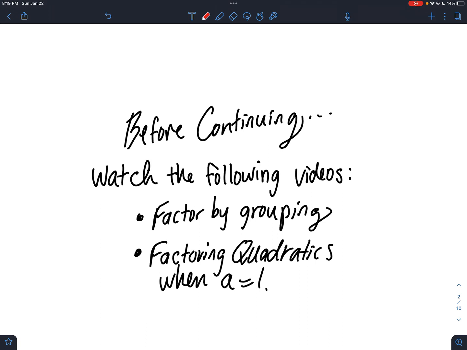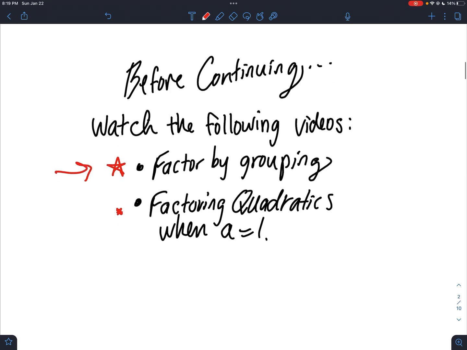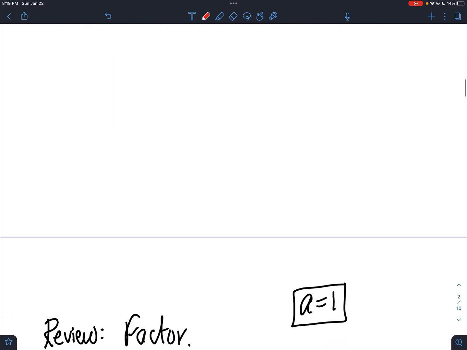But before we move on, you probably want to take a look at the factor by grouping video for sure, and definitely take a look at how we factor quadratics when a is 1, although that's not required. So just a small recommendation there, but I really need you to watch and know how to do factor by grouping.